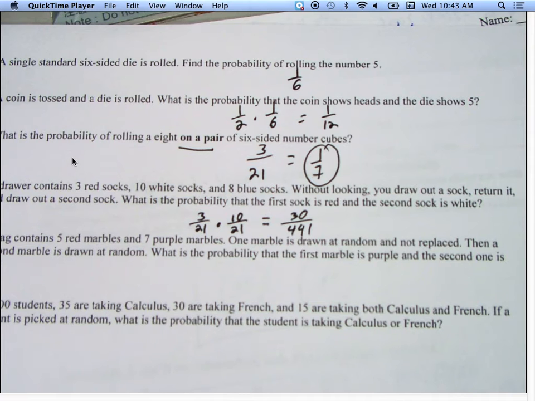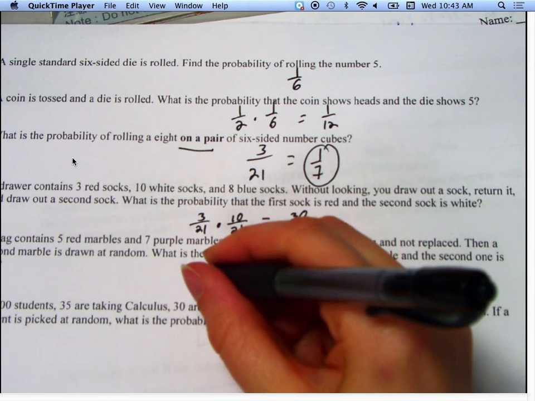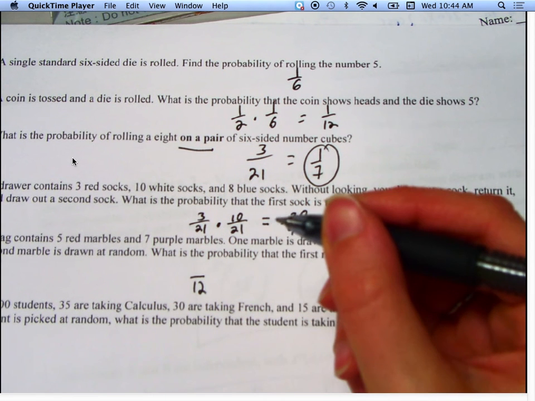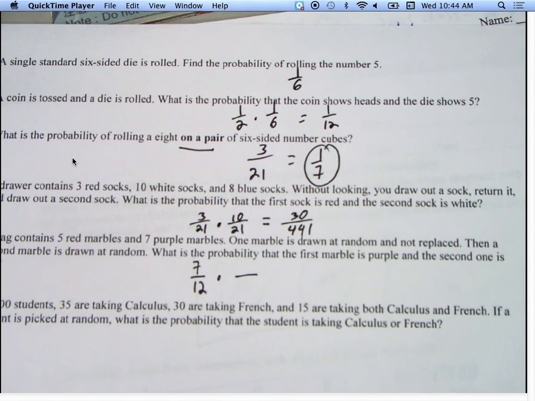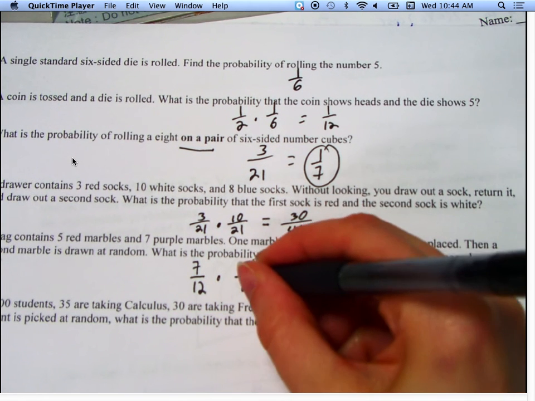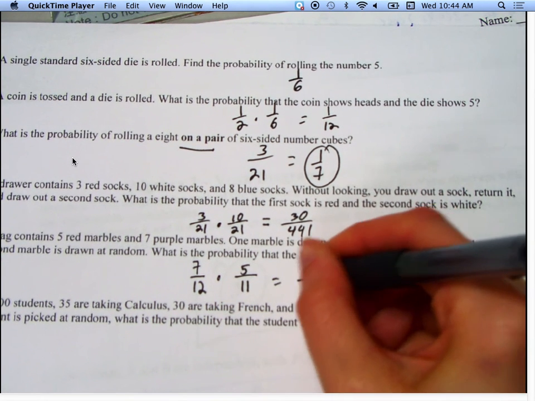Okay. A bag contains 5 red marbles and 7 purple. 1 marble is drawn at random and not replaced. Then a second marble is drawn at random. What is the probability that the first marble is purple and the second one is red? How many marbles are there total? 12. How many are there that are purple? 7. Okay. Now the second marble, I should set that fraction up as 5 over 11. Which gives me 35 over 132.